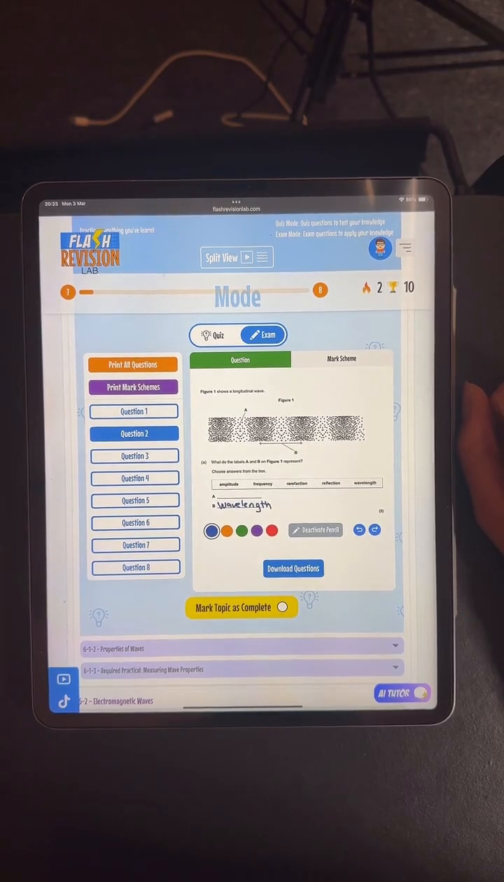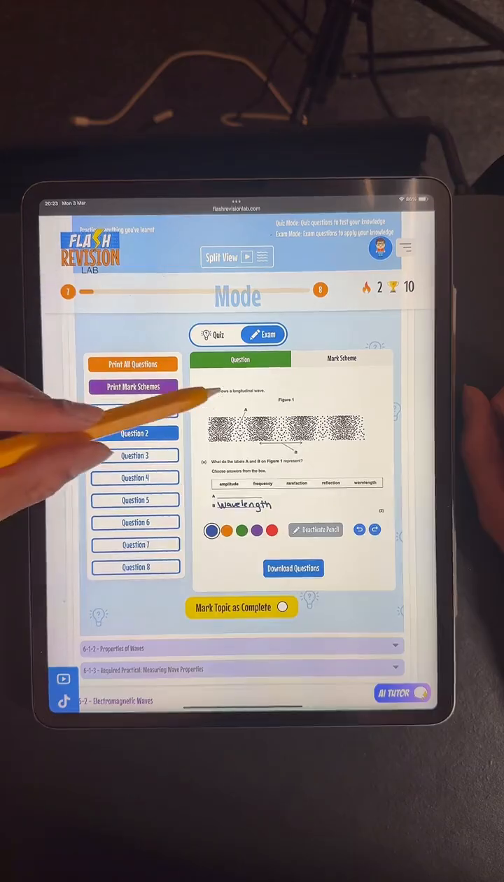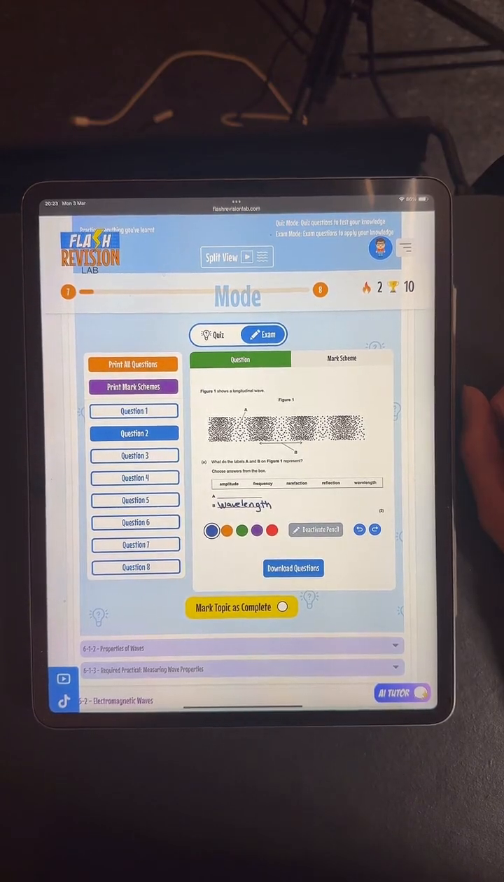So frequency actually refers to the number of waves that pass a point per second. We don't have any indication of time on the drawing here, so that's not correct, I'm afraid. Amplitude is actually to do with the distance from rest position to the peak of a wave, so it's a transverse wave property. They've told us that this is a longitudinal wave. So Geordie, sorry, that's not correct.